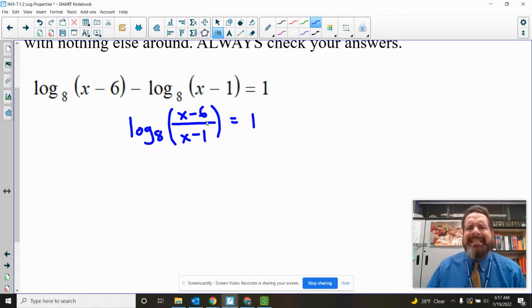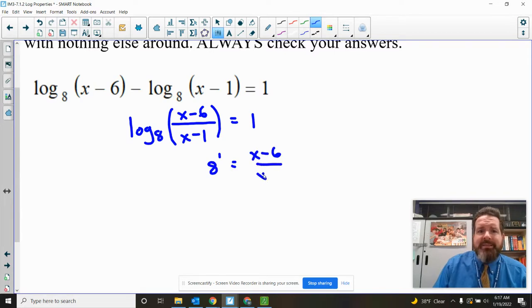Now, what's inside the log looks a little more complicated, but nothing changes. We've got the log isolated. There's nothing else in front or behind it. You're ready to switch now to your exponential form. So 8 to the power of 1 equals what was inside the logarithm, x minus 6 over x minus 1.